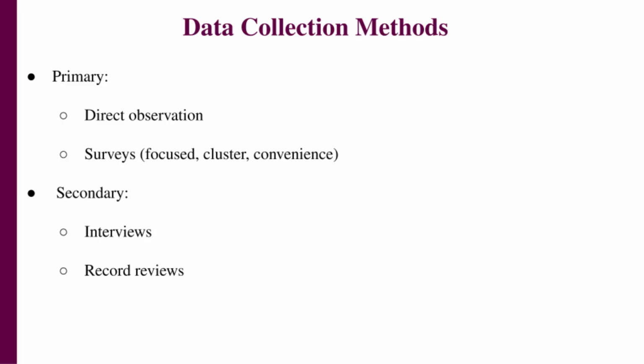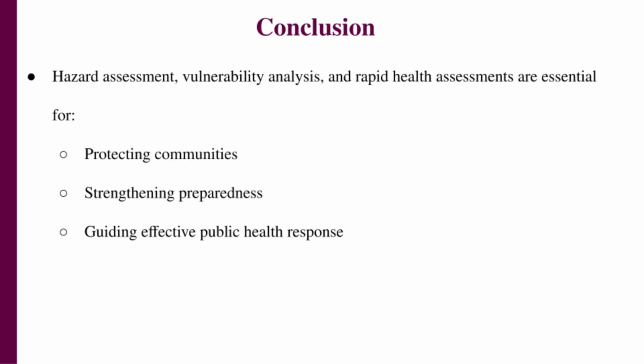Finally, the systematic process of hazard assessment, vulnerability analysis, and rapid health assessments is essential for three overriding public health objectives: promoting preparedness before an event, strengthening the capacity and resilience of populations during an event, and ensuring the timely and effective mobilization of teams and public health response after an event.